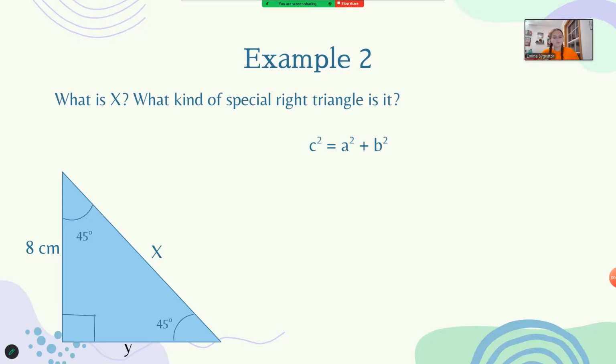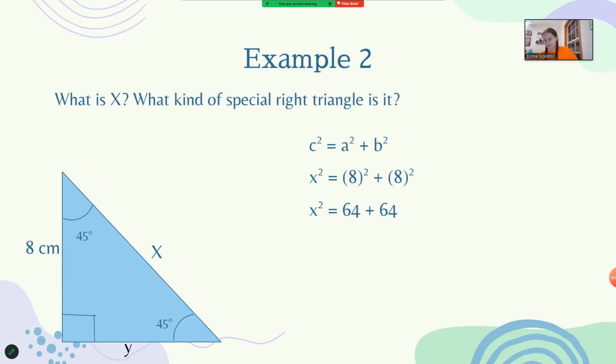So we have x squared equals 8 squared plus 8 squared. Because again, since it's an isosceles right triangle, they have equal leg length. So now we got to do 8 to the power of 2, which is 64.